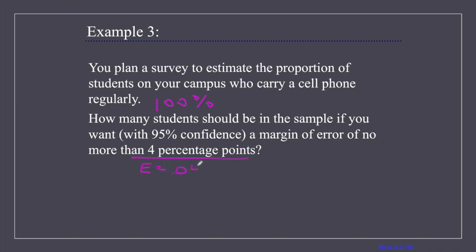So in order to calculate what size I should sample, I'm going to take n equals 1 over e squared, which in this case is 1 over 0.04, and I'm going to put this in parentheses because sometimes it helps in your calculator, squared, and that's going to give me 625. So in order to conduct a survey at a 95% confidence level with a margin of error of no more than 4 percentage points, I would need to survey at least 625 students.